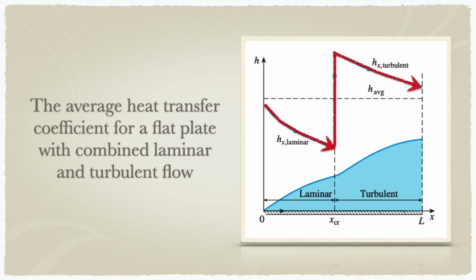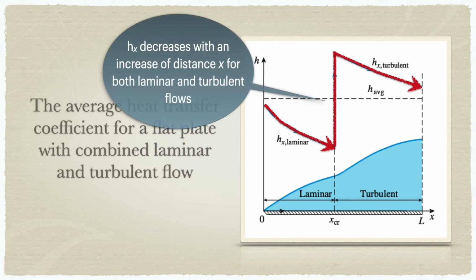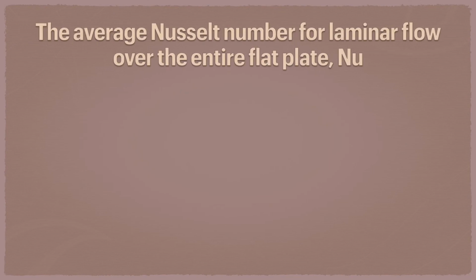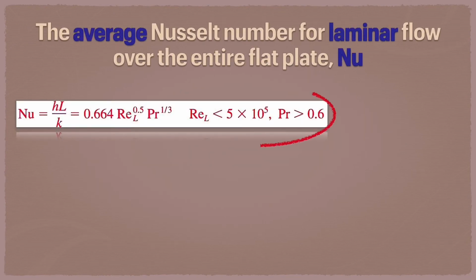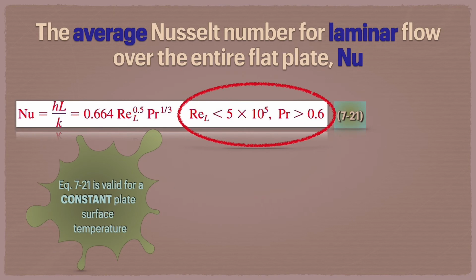The variation of the boundary layer thickness, denoted as delta, and the friction and heat transfer coefficients along an isothermal flat plate are presented here. The local heat transfer coefficients are higher in turbulent flow than in laminar flow. The average Nusselt number over the entire plate for both laminar and turbulent flow are given in equations 7.21 and 7.22, respectively.